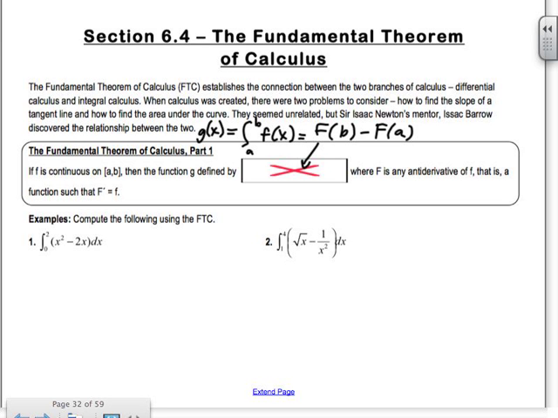All right, so compute the following using the FTC, the Fundamental Theorem of Calculus. So this is the shortcut method. So I taught you this long ago. We're now using the shortcut method. So fair game on 6.4.